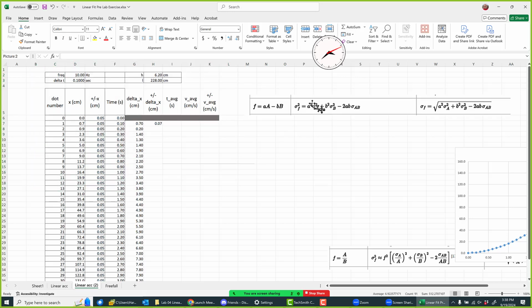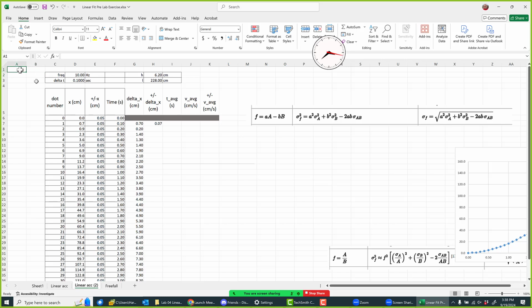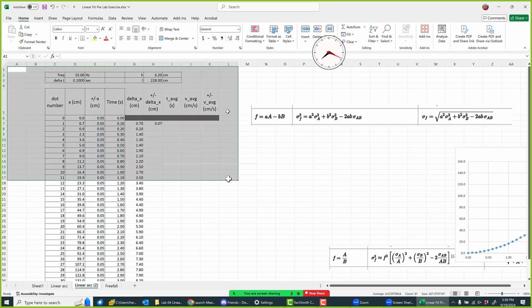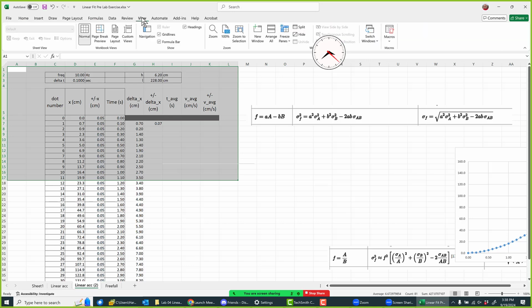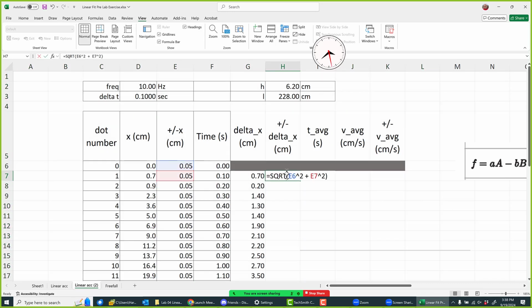So we're using this error formula. And view, zoom to selection. And there it is. So it's the square root of x final minus x initial. So we take the square root of x delta, the plus minus x final, and then add it, square it, and then add it to the square of plus minus x initial.